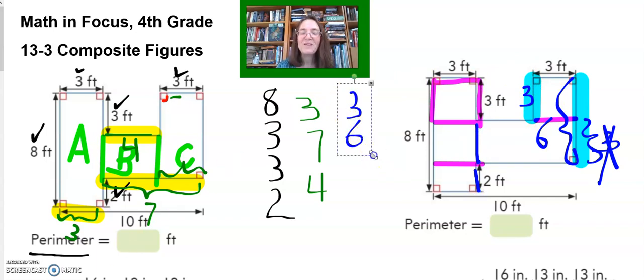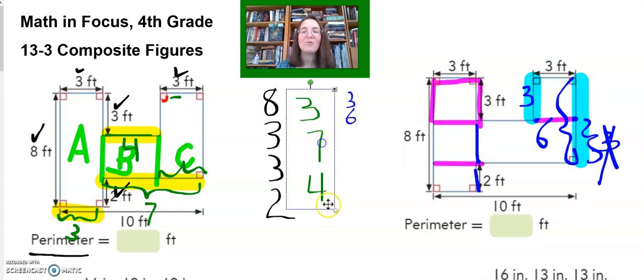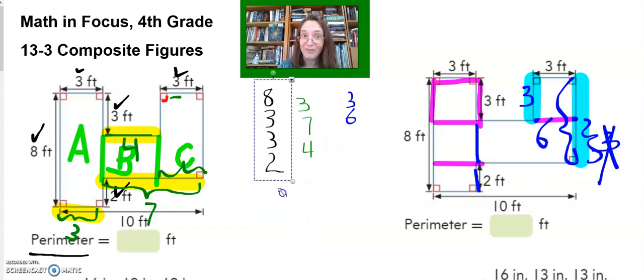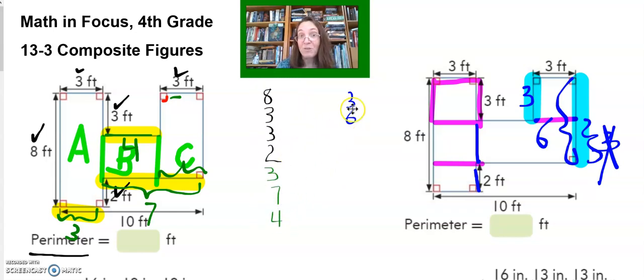And here they are. So now, my friends, I finally know all of the side lengths, and that means I can get around to adding them all together and finding out the perimeter.